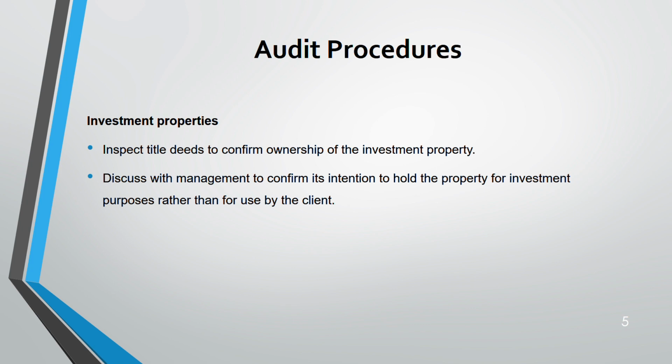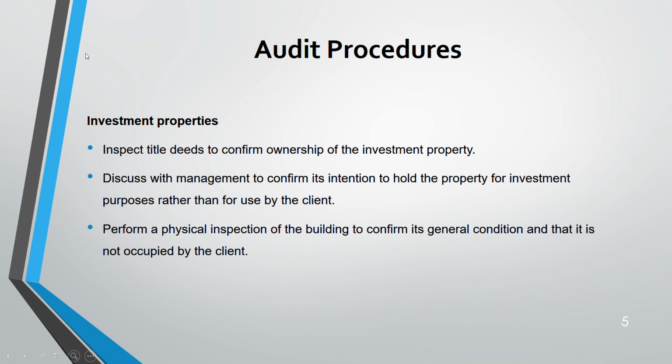So the source of the evidence is from management here. Third, physical inspection. Here also you have to physically go and check the building, like property plant and equipment. And you have to see whether it is not occupied by the client, because if it is occupied by the client, it is not an investment property. Investment property means you work on the capital gain, capital appreciation. Value of the property, if it goes up and down, you are the one who is gaining and losing. You are not going and occupying it.